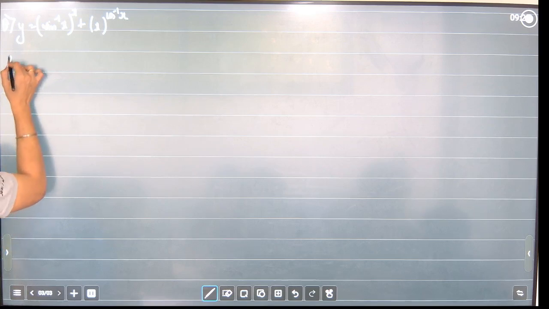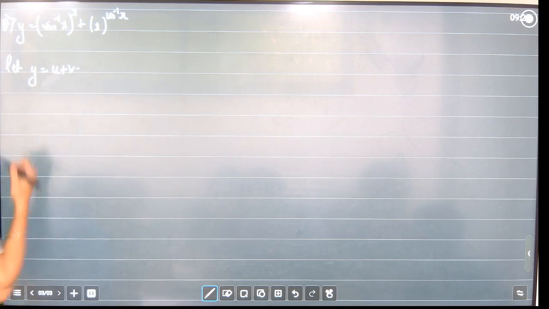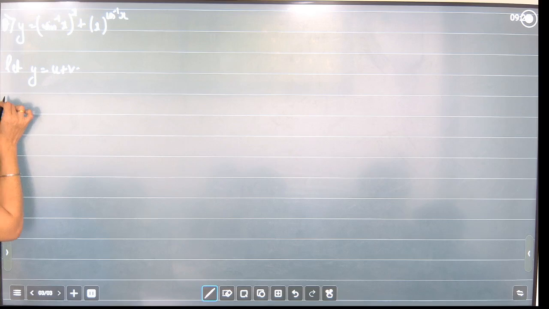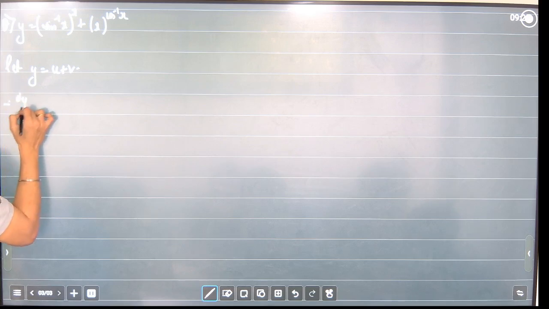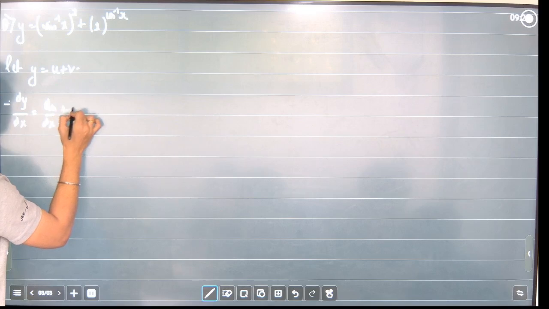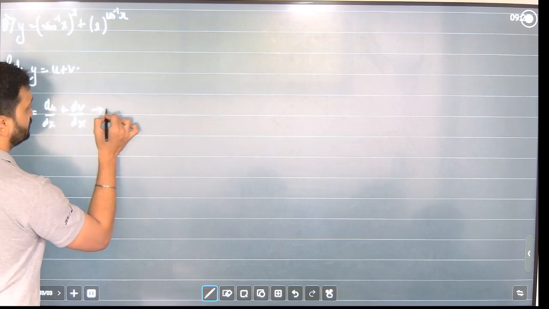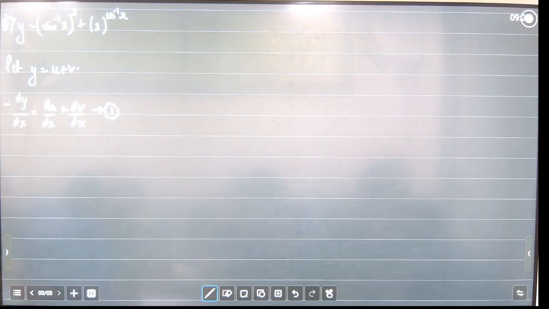How? Let y is equal to u plus v. Therefore, dy by dx is equal to du by dx plus dv by dx. I repeat, therefore dy by dx is equal to du by dx plus dv by dx, and this is my equation 1. Now I'll treat it normally.